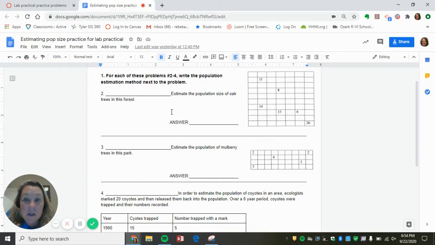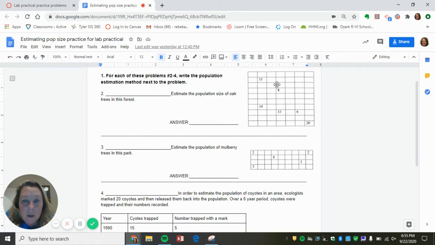Number 2 says estimate the population size of oak trees in this forest, and this is the information you're given. The grid is the forest, and in each of these grid samples, random samples, hint hint, are the number of oak trees. So in this square, we counted 15. In this square, we counted 8. In this square, we counted 13, etc.